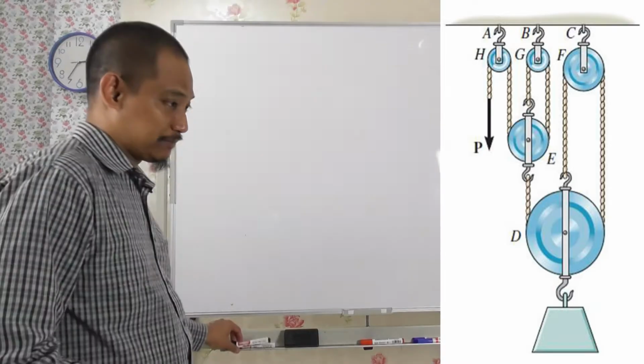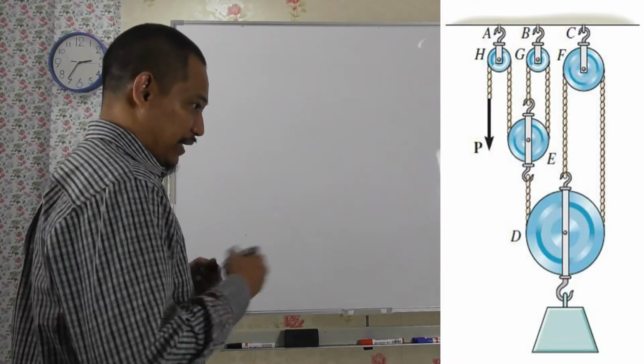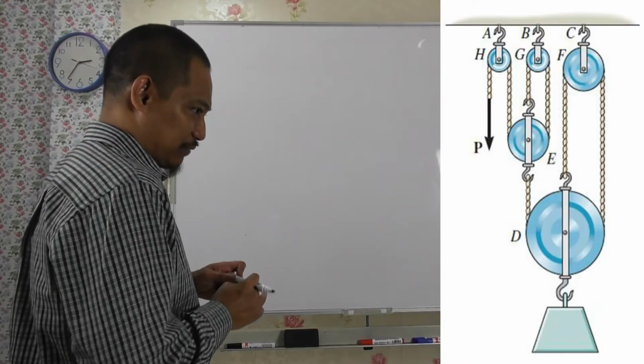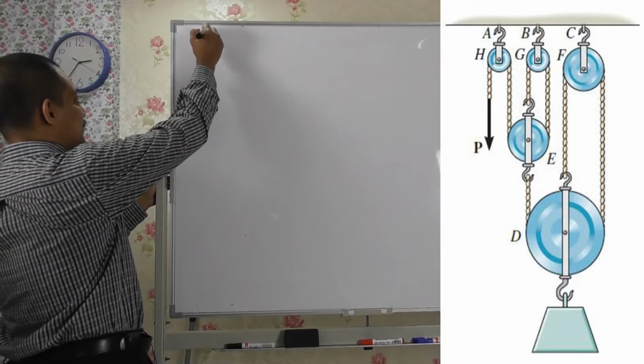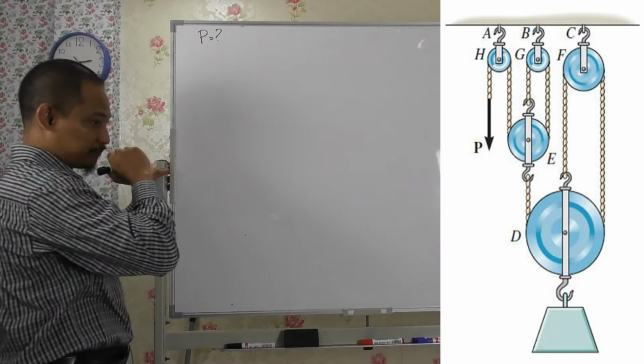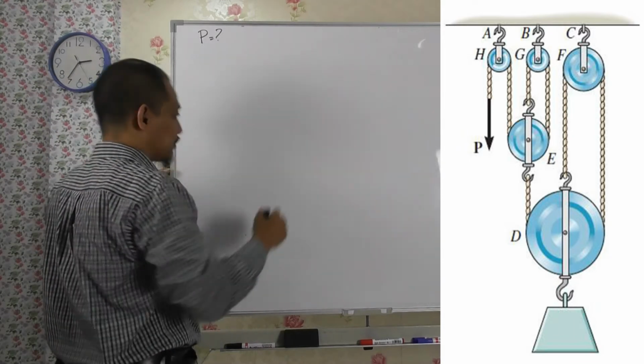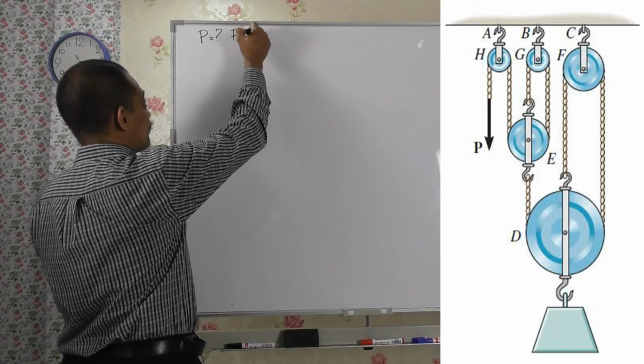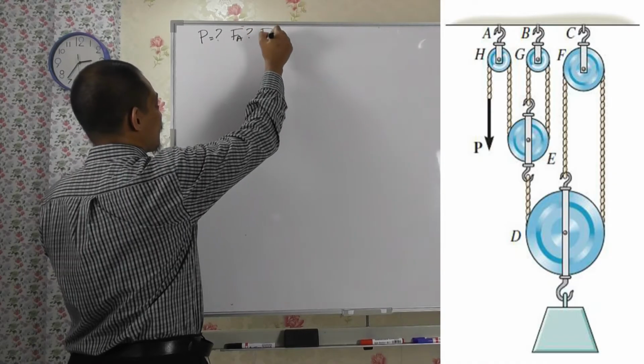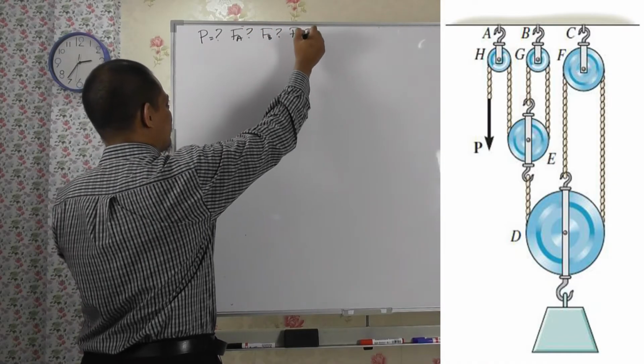So first things first, draw the free body diagram, right? And what do we need to find? In the end, what we need is, what is P? Basically, what is the force in hook A? So for example, FA, FB, FC, right?